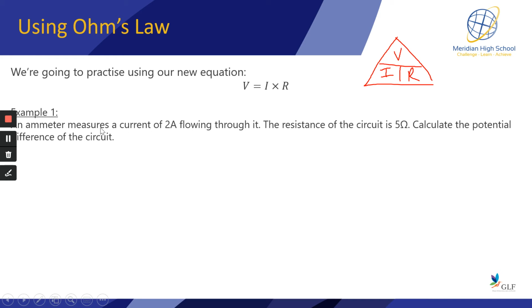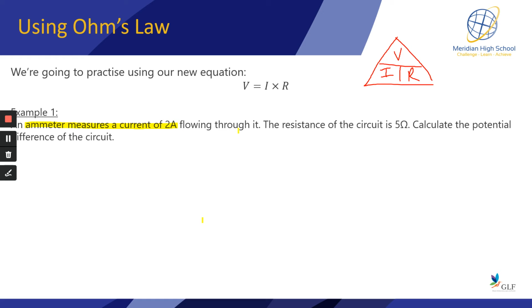An ammeter measures a current of 2 amps flowing through it. The resistance of the circuit is 5 ohms. Calculate the potential difference of the circuit. Now, whenever we do any exam question, we need to follow some steps. The first step is, as we read the question, we want to make sure that we highlight any important information. So an ammeter measures the current of 2 amps flowing through it.